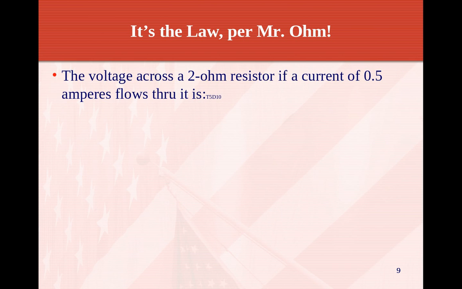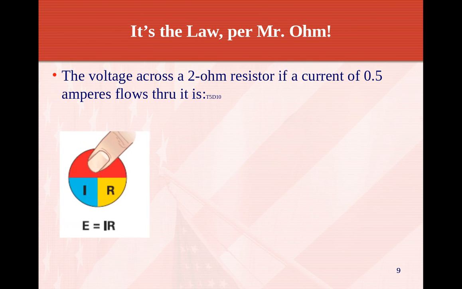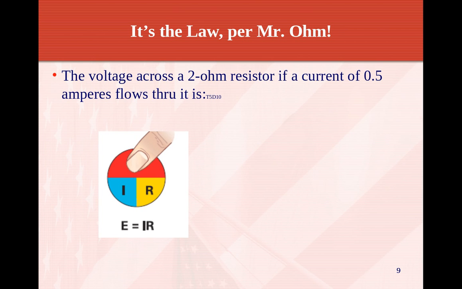Let's begin. The voltage across the 2 ohm resistor if a current of 0.5 amp flows through it is. So we're looking for voltage, so we cover up the E, which is for EMF, right? E is EMF for voltage. So it's I times R. So E is equal to I times R. E is equal to 0.5 amps times 2 ohms, which gives us 1 volt.